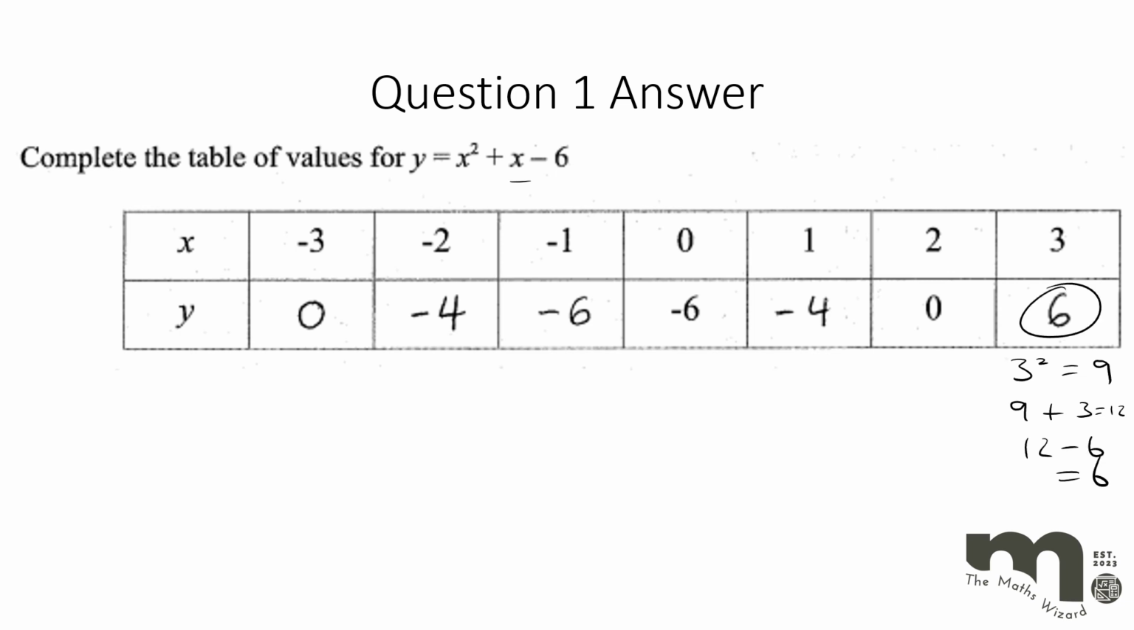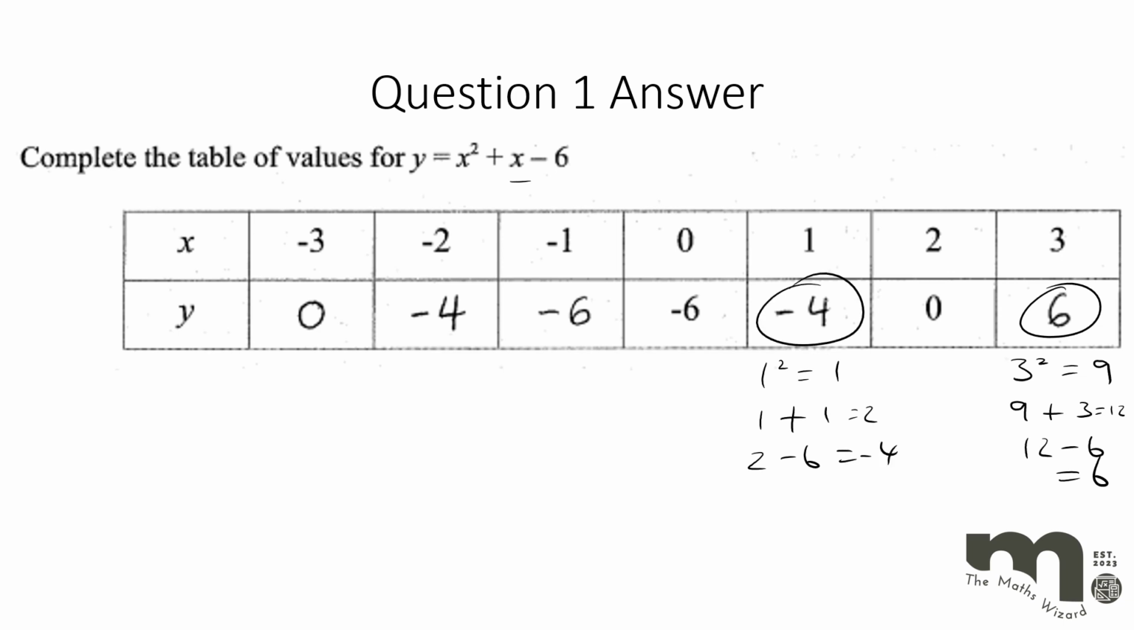Let's have a look at another positive number, then I'm going to show you some negatives. So 1 squared is 1. 1 add 1 gives you 2. And then 2 take away 6 gives you your minus 4 in the middle here.